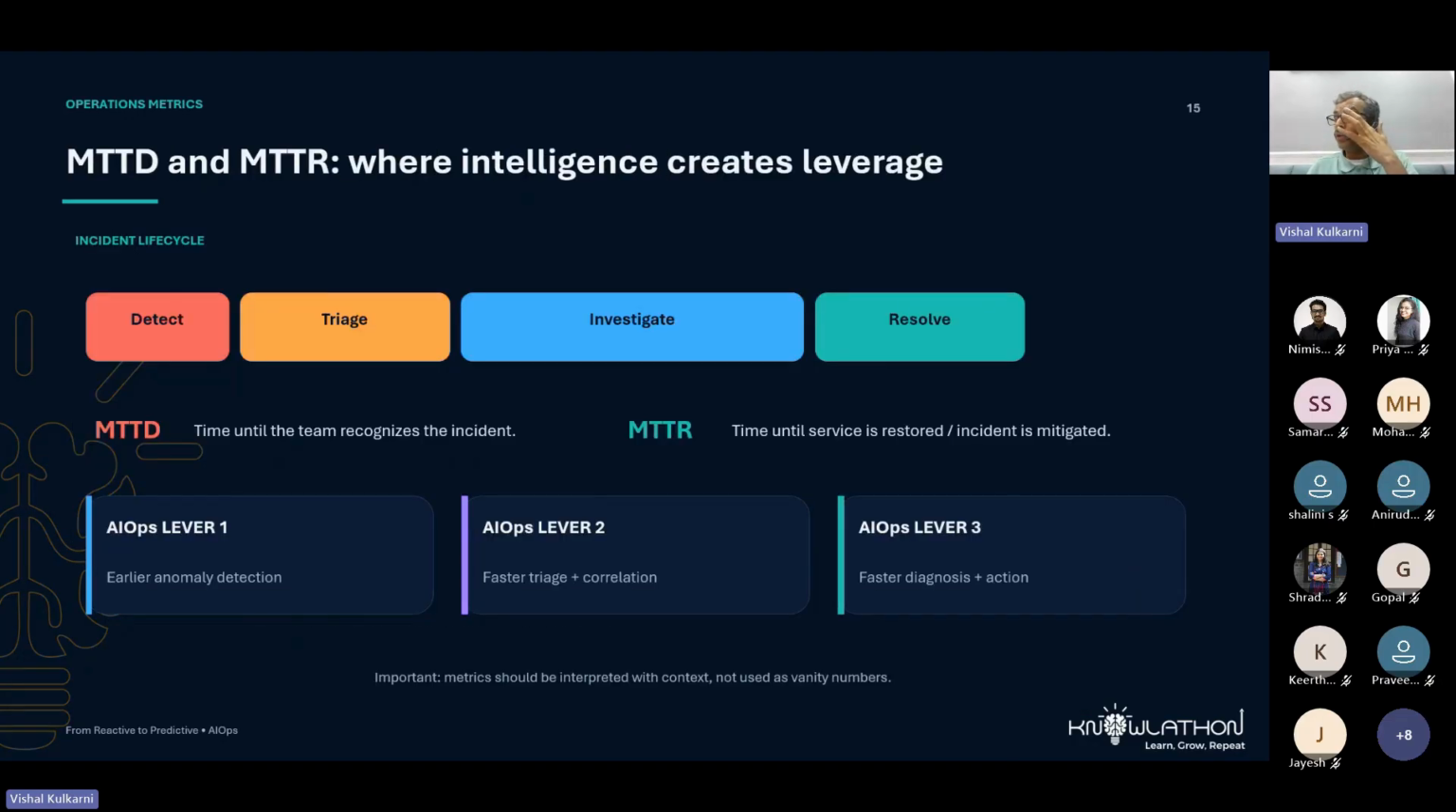What is more important? We look at the two important DevOps metrics, MTTD, mean time to detect, and MTTR, mean time to resolve, where the intelligence creates the leverage from the AI perspective, right? The typical reflection we get to see is AIOps can potentially improve the MTTD by detecting the anomalies earlier and reducing the signal noise. It can potentially improve the MTTR also, wherein it reduces the time required to triage, correlate evidences, and identify the probable causes.